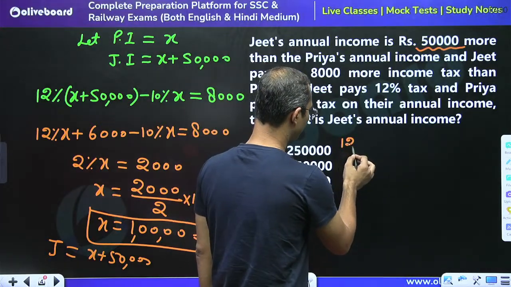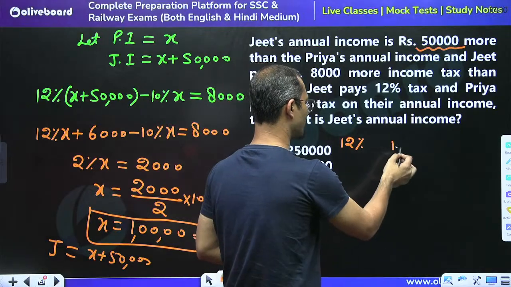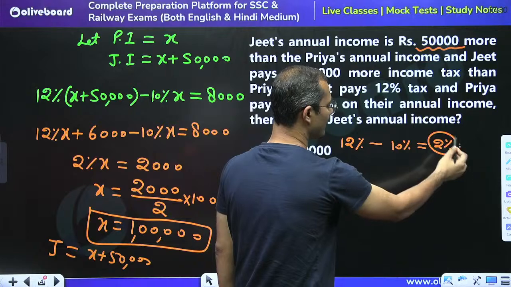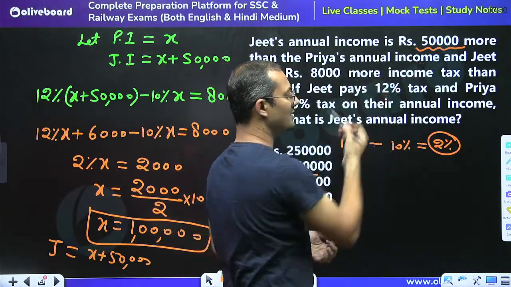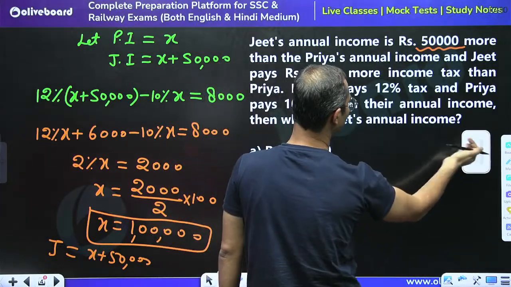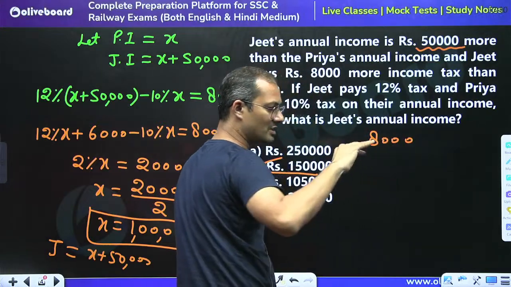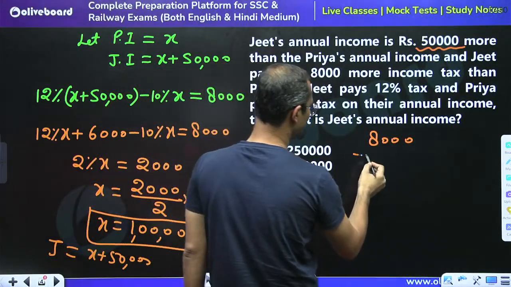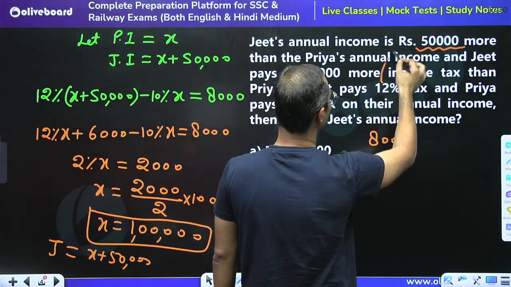12% is paid by Jeet as income tax and 10% by Priya. So what is the difference? The difference is 2%, right? So 2% of Priya's income plus 12% of 50,000 is the difference. Directly we can say that 8,000 is the difference, or Jeet paid 8,000 rupees more tax, right? So please subtract 12% of 50,000.